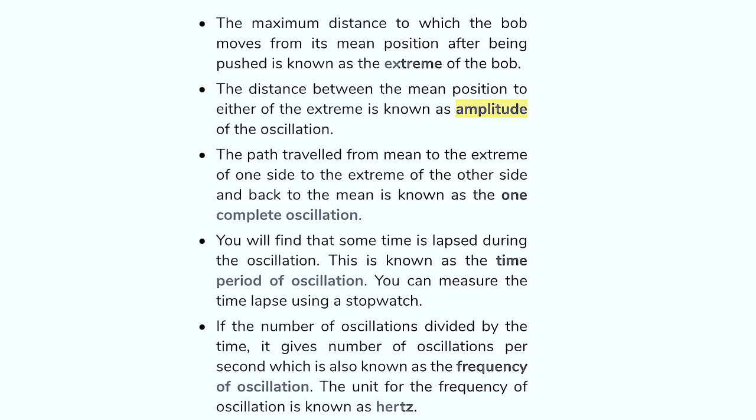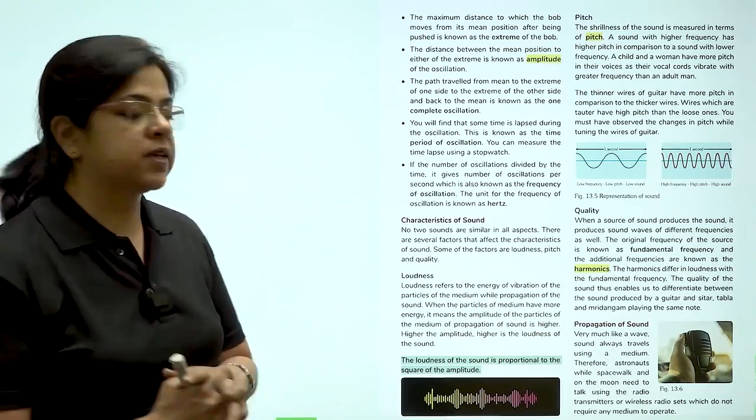The path traveled from mean to the extreme of one side to the extreme of the other side and back to the mean is known as one complete oscillation. You will find that some time is lapsed during the oscillation. This is known as the time period of oscillation. You can measure the time lapse using a stopwatch. The number of oscillations divided by the time gives the number of oscillations per second, which is also known as the frequency of oscillation. The unit for the frequency of oscillation is known as hertz.